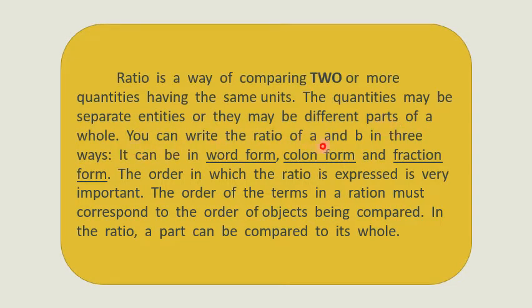You can write the ratio of A and B in three ways. So may tatlong paraan para magsulat ng ratio. Pwede tayong word form, column form, or fraction form. The order in which the ratio is expressed is very important. So, mahalaga dito na hindi natin pwedeng pagpalitin yung ating kino-compare. So, the order of the terms in a ratio must correspond to the order of objects being compared.